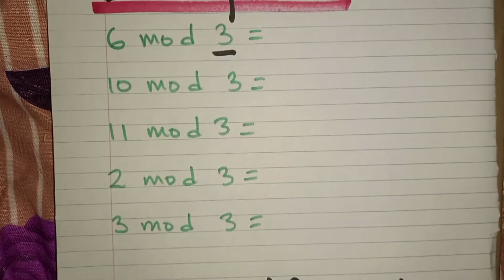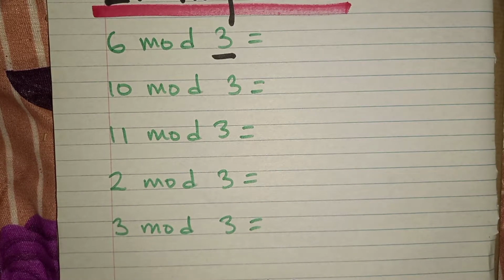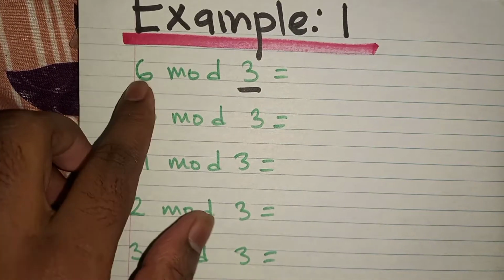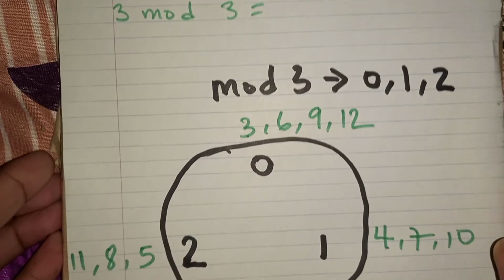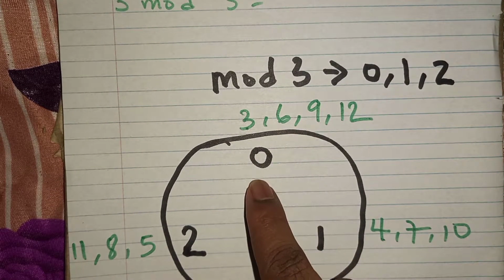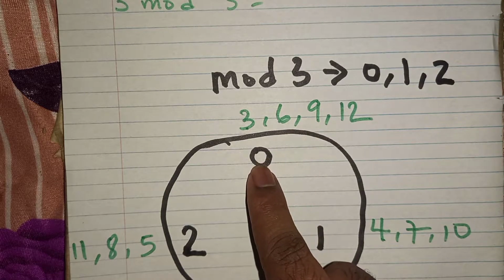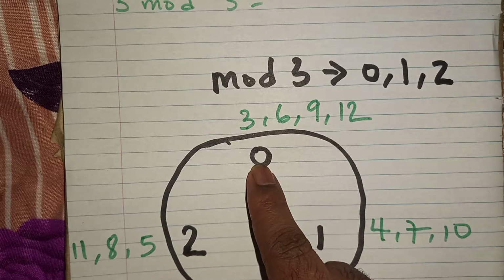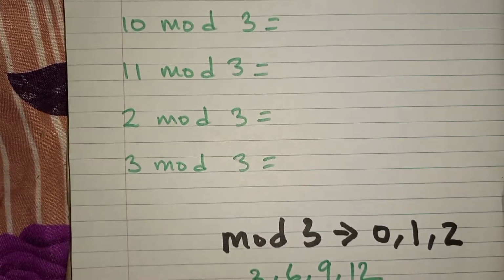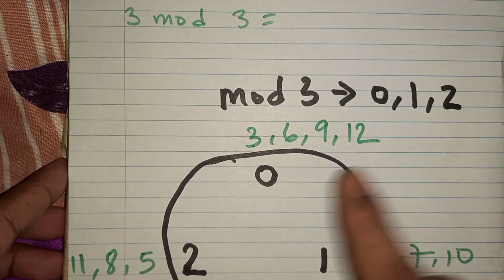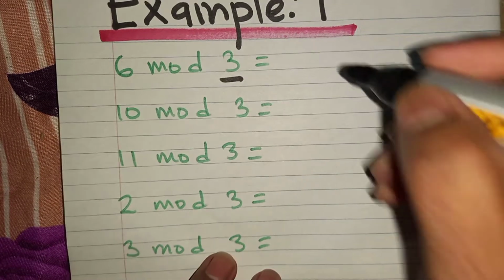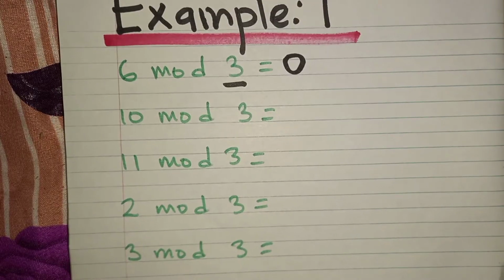So the first question says 6 modulo 3. So 6 modulo 3, we have to look for 6 now. Go to 6. See where you can find 6. So 6 is here. Now opposite 6, whatever number is opposite 6 will be the modulo, and that will be our answer, right? So 6 modulo 3 is basically 0. So you're going to put here 0, right?